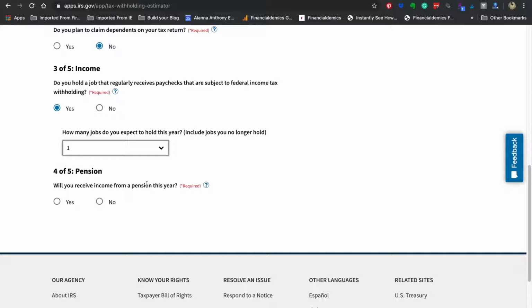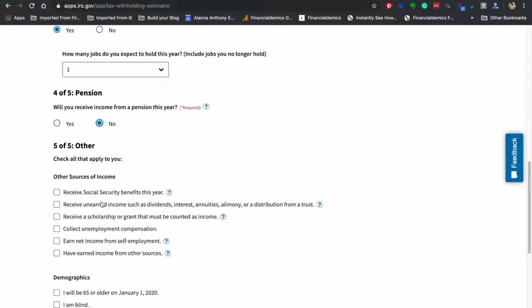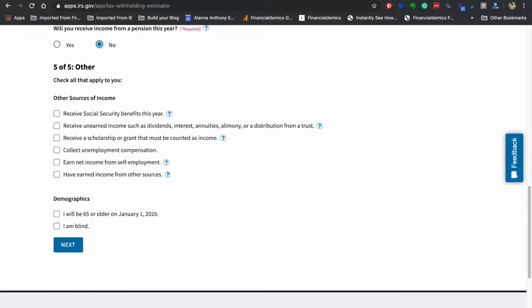Next, it wants to know, will you receive income from a pension this year? This person does not receive income from a pension. And the next section is other. They basically want to know your other sources of income. So if you receive Social Security benefits, if you receive unearned income from dividends, interest, alimony, annuities, or from a trust. If you receive a scholarship or grant, that must be counted as income.